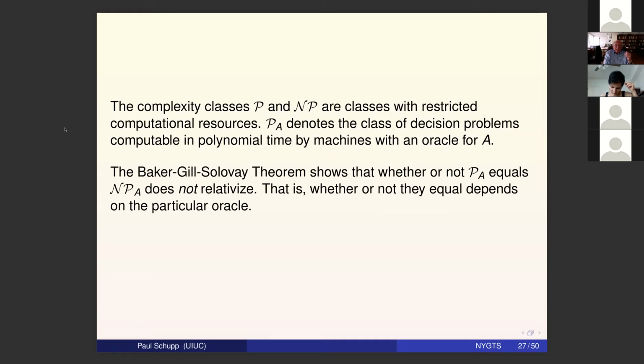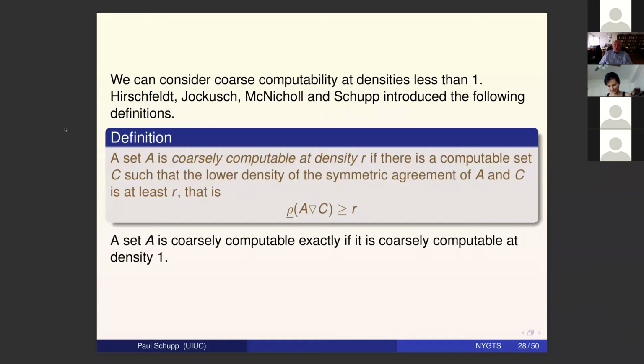Now what we really want to do is consider coarse computability at densities less than one. So Hirschfeldt, Jockusch, McCoy, McNicholl, and I introduced the following definition. What we really want to do is consider how arbitrary sets are approximated by computable sets. A set A is coarsely computable at density r if there is a computable set C such that the lower density of the symmetric agreement of A and C is at least r. So this means C is at least an r-good approximation of the set A. A set is coarsely computable if it is coarsely computable at density one.